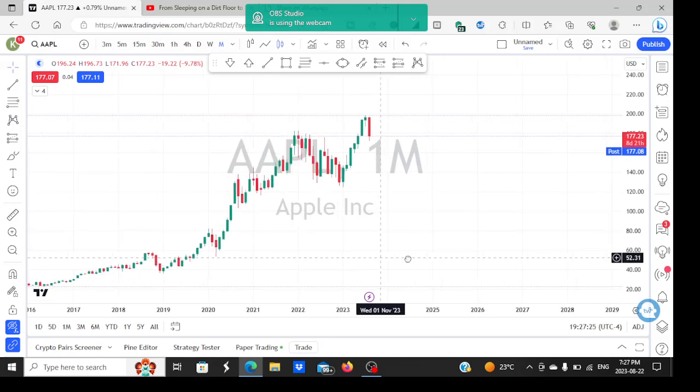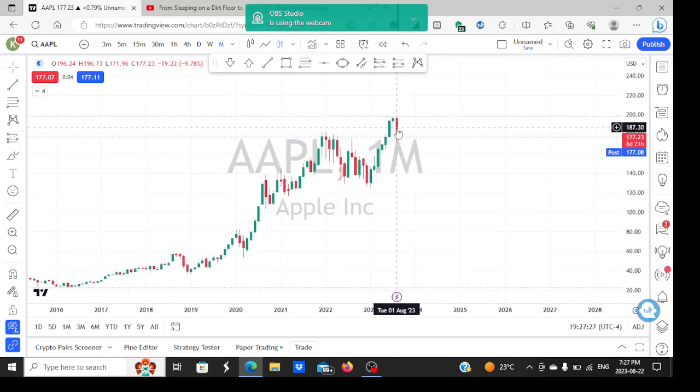So each candle is a month, and this is the current monthly candle for August, and Apple has been down this month. So you can tell by looking at the monthly chart and looking at the candle what the state of the stock is. So right now in August, Apple has been down.